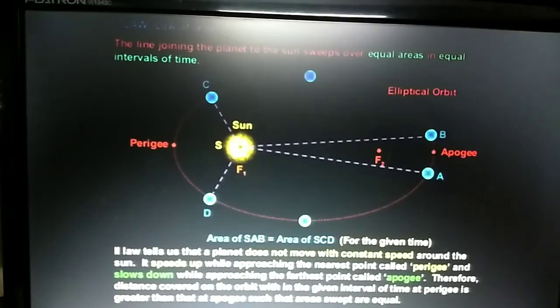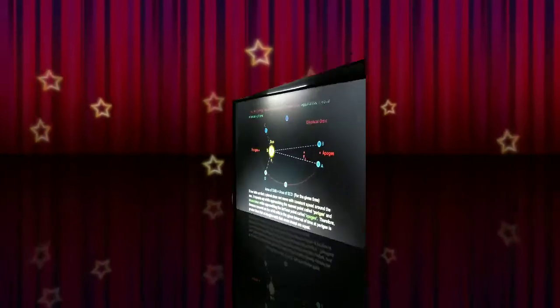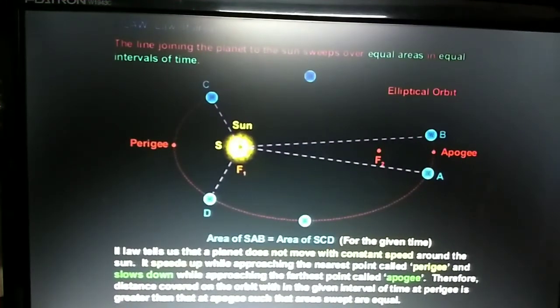The second law is also known as law of areas. The line joining the planet to the sun sweeps over equal areas in equal intervals of time. Suppose in this figure we have taken two triangles, that is triangle CSD and triangle ASB. The area of triangle SAB or ASB is equal to the area of SCD or CSD.